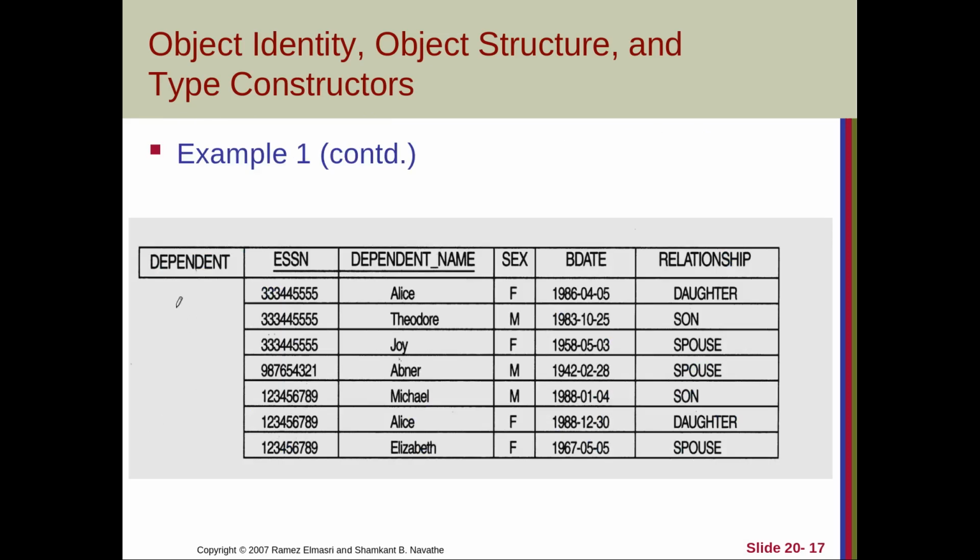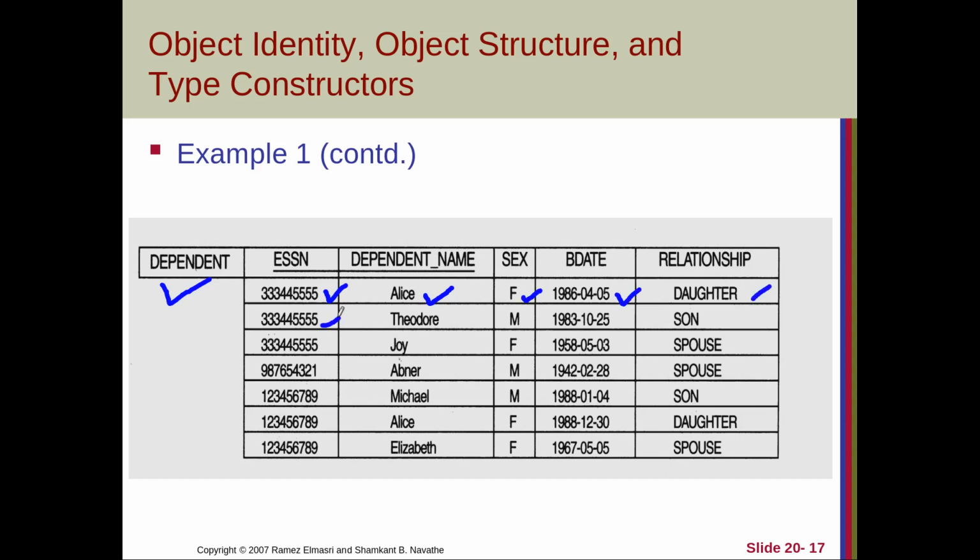Similarly, you can see one more table called dependent, that maintains the details of the employees' dependent information. So the company employees have some information regarding their dependents. For this particular employee, he has a dependent called Alice, who is female, and whose birth date and relationship are given as daughter.